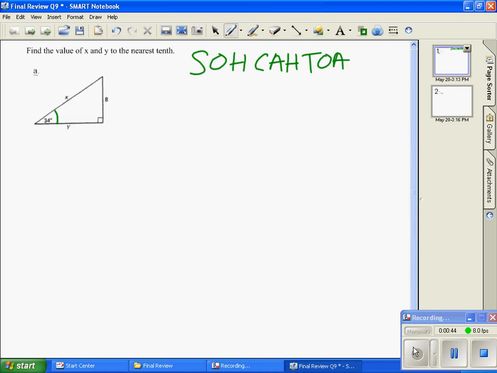Okay, so let's find x. X is the hypotenuse of this triangle. You can see it's opposite of the right angle, so the hypotenuse is always opposite the right angle. Okay, so if we have opposite and we have hypotenuse, we look at SOHCAHTOA and we notice that this is the sine function. Okay, so we set it up. Sine of 34 equals opposite, which is 8, over hypotenuse, which is x.